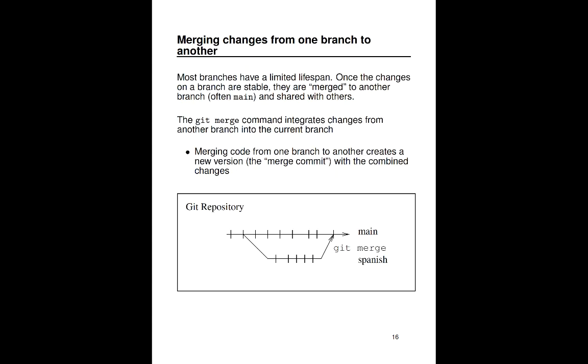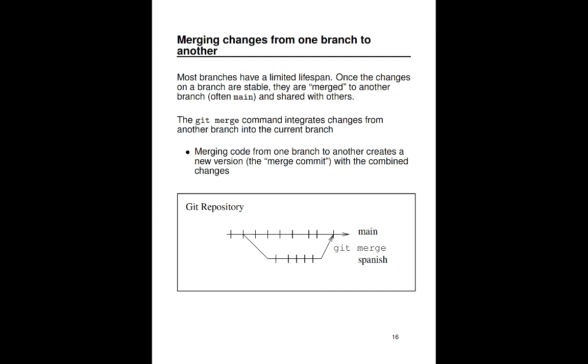Now, many branches, if not most, have a limited lifespan, right? You want to be on a branch for a little while you accomplish a particular task. You're adding a new feature, you're translating things to Spanish. Once you've made your changes on your own branch, you'll want to contribute them back to the main branch or some other primary branch that other people are working on so that they can take advantage of your changes and share them with others. You share changes from one branch to another branch using the git merge command. And what it does is it integrates changes from the branch that you're currently on into another branch.